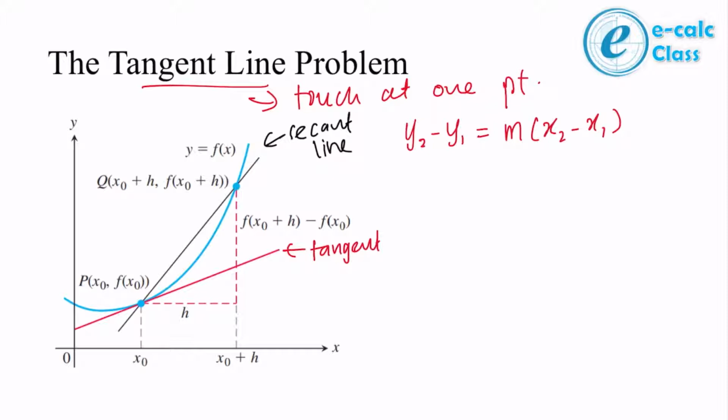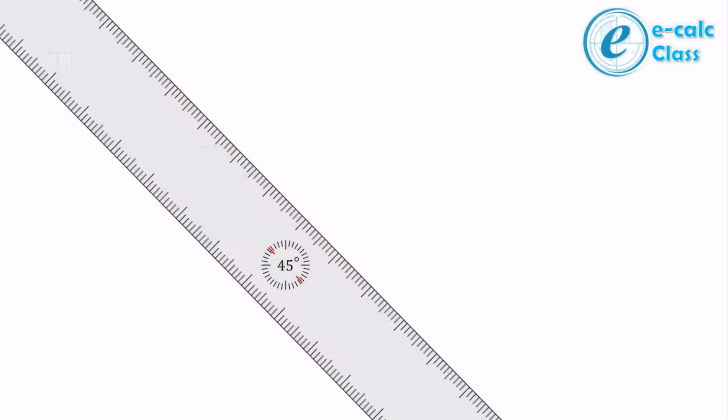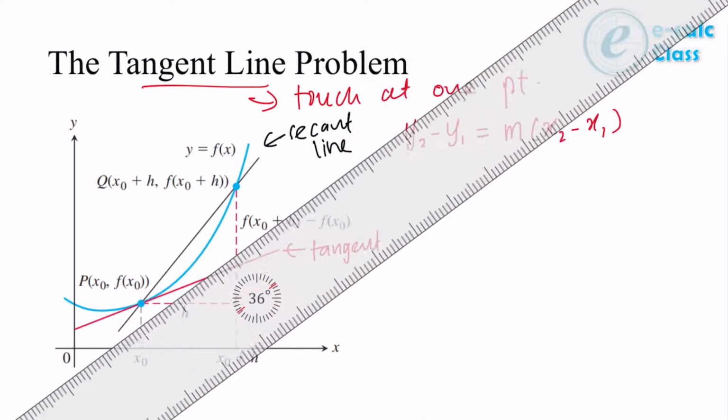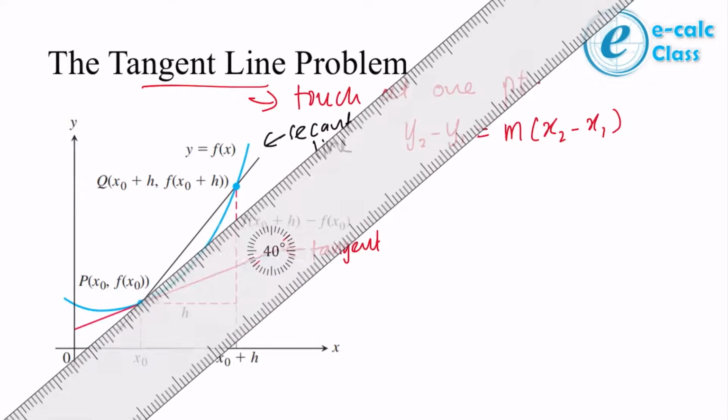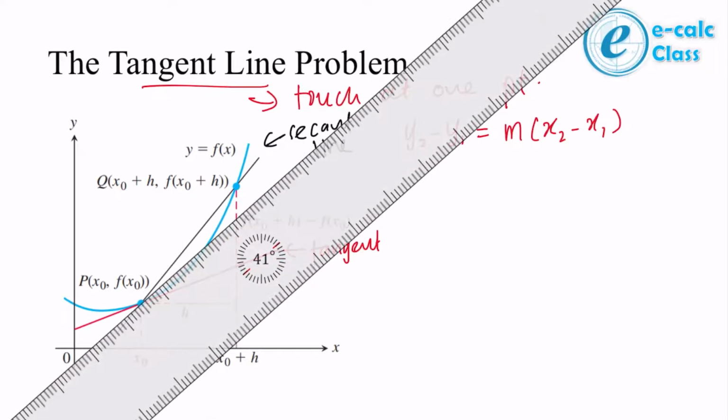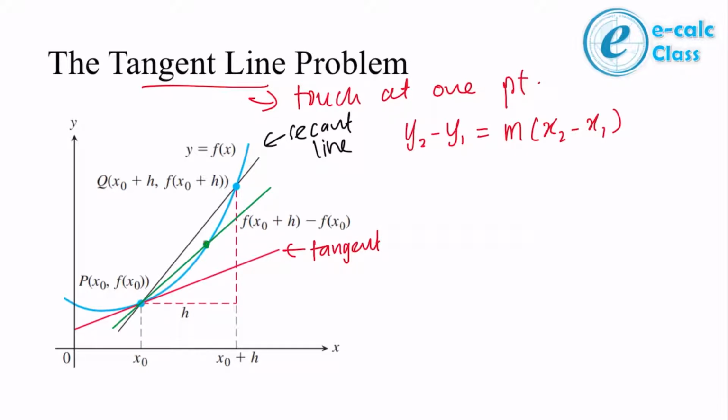Let me draw another secant line in green color. If we have another secant line like this, which is slightly closer to our point P, now our point Q is here, this is our Q prime maybe, and it is also a secant line. Do you notice that the distance between the x coordinates of P and Q becomes smaller? In other words, the h becomes smaller. Now this is our h prime.